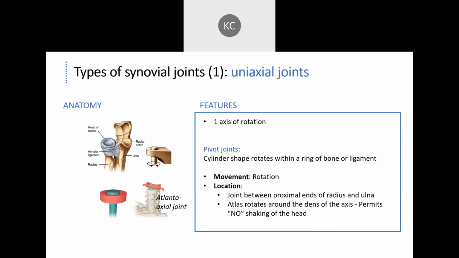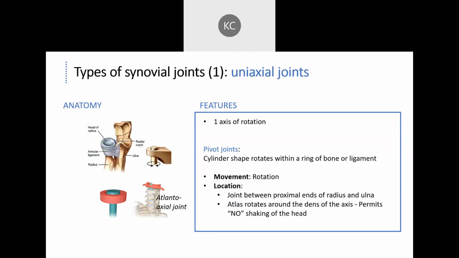So if you ever get confused, try to think of this hierarchy. Okay, so I'm talking about a pivot joint. I can only move a joint in one set of directions with a pivot joint. So that's uniaxial, one axis of rotation, 1 degree of freedom. And then that uniaxial joint is a type of synovial joint, right? So kind of go through this hierarchy if you ever get confused or lost, all right?